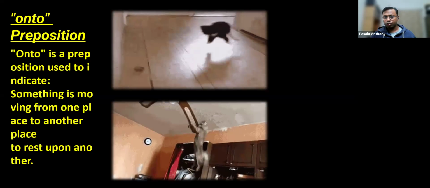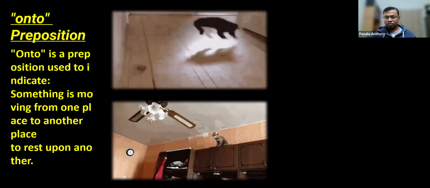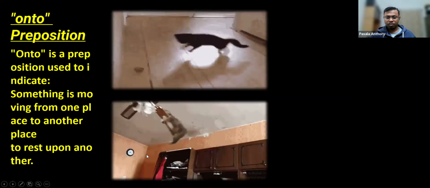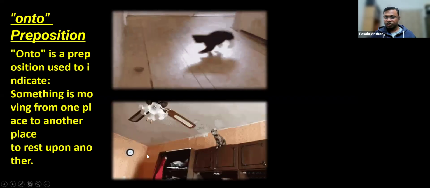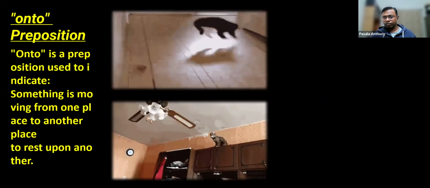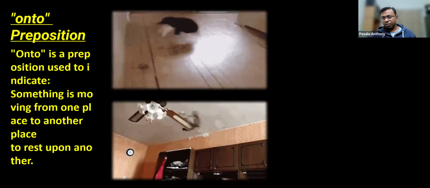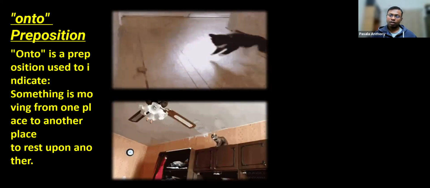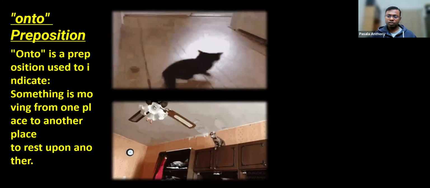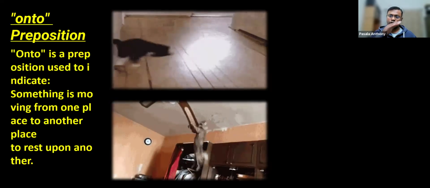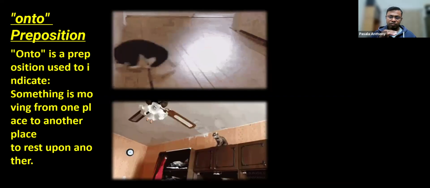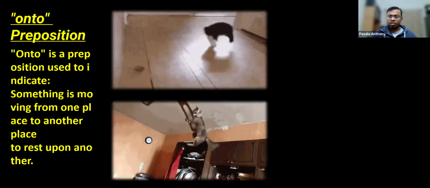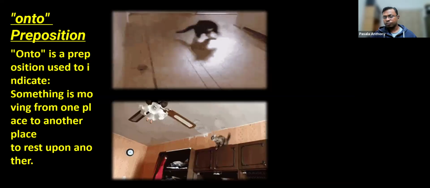See the second cat. Now the position has changed. So for the second cat position, see, first cat is jumping on the floor. Second cat is jumping onto the fan. On and onto. So this is the difference. Onto means from one place you're going to the other place. That movement, no? From one surface area to another surface area. Position is changing. So that's what we call onto.